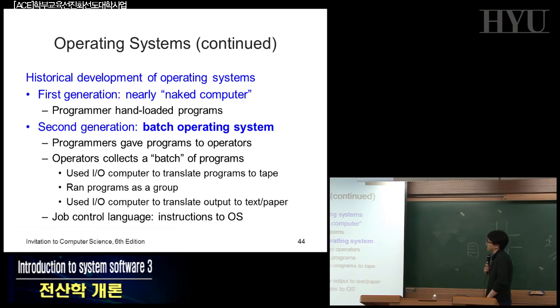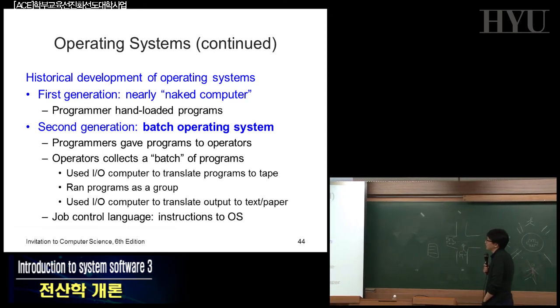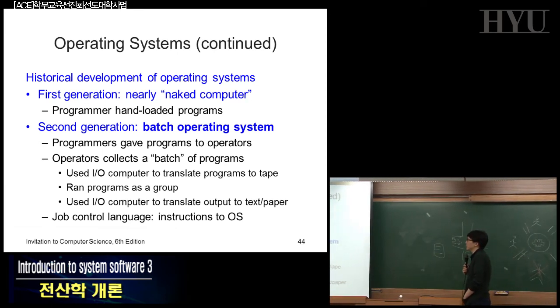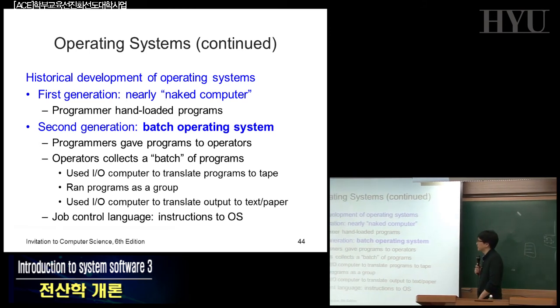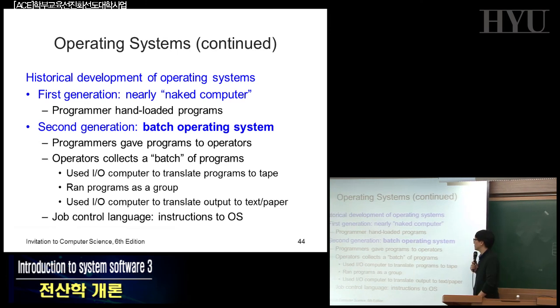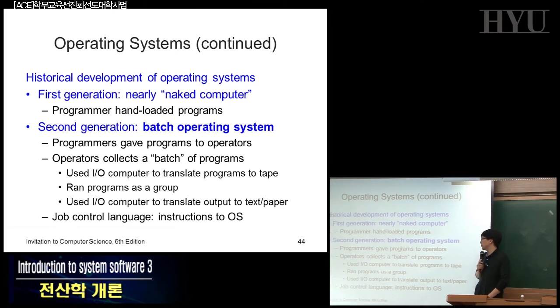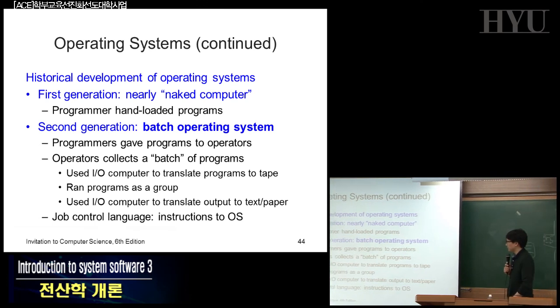이건 그냥 읽기만 합시다. Historical development of operating systems. First, nearly naked computers. The 0101 ways people have to actually do their program. Second generation is batch operating system. Programmers give a program to an operator. The operator collects a batch of the programs. 그냥 뭐 they give an instruction and computer reads it and does it.